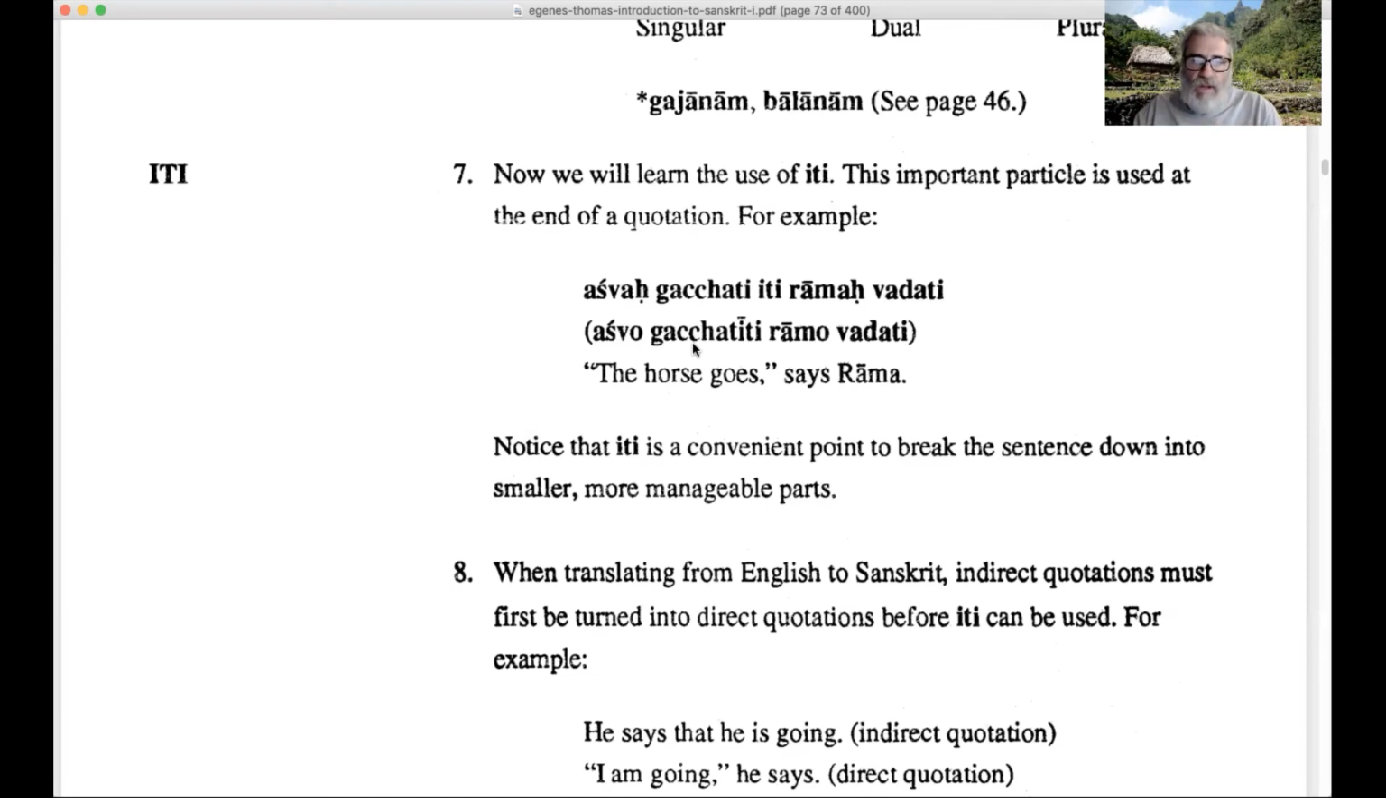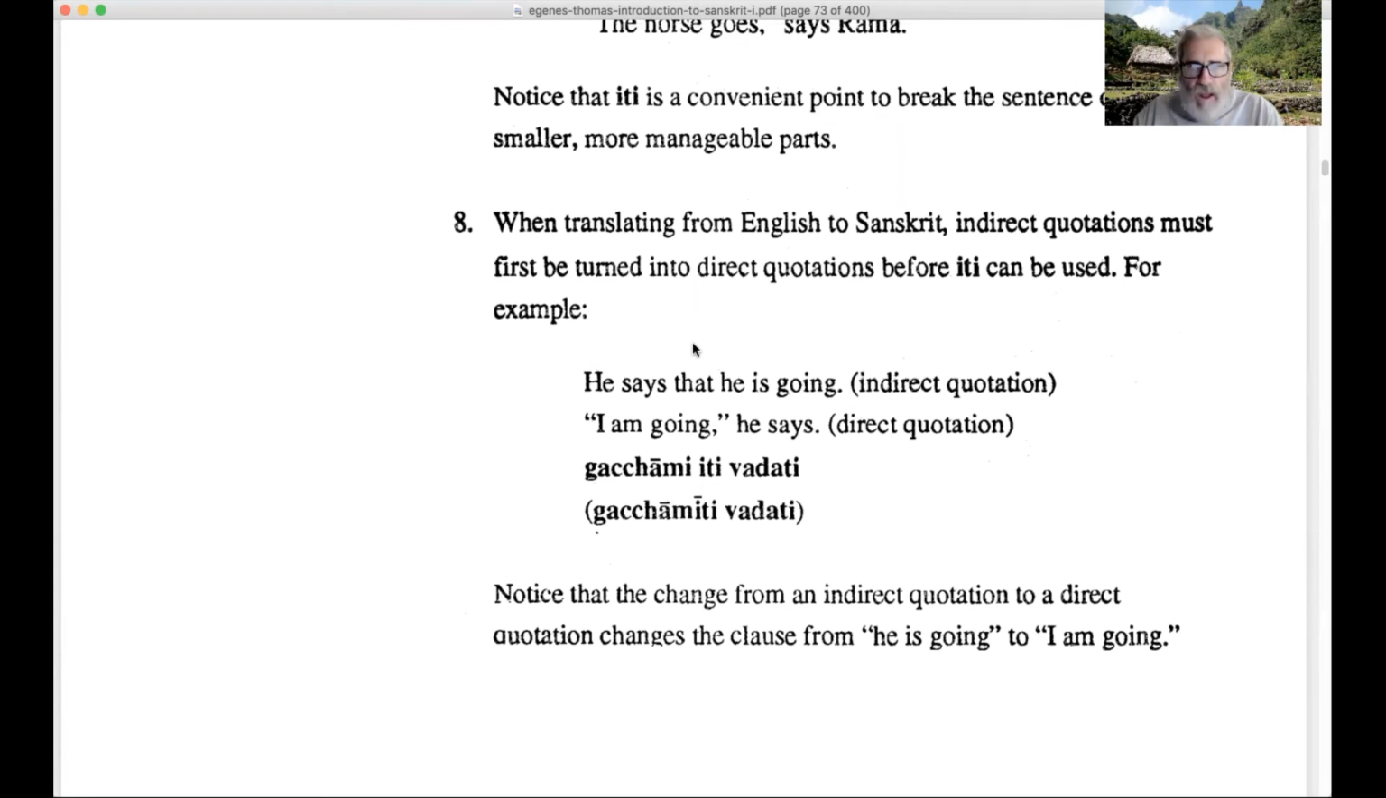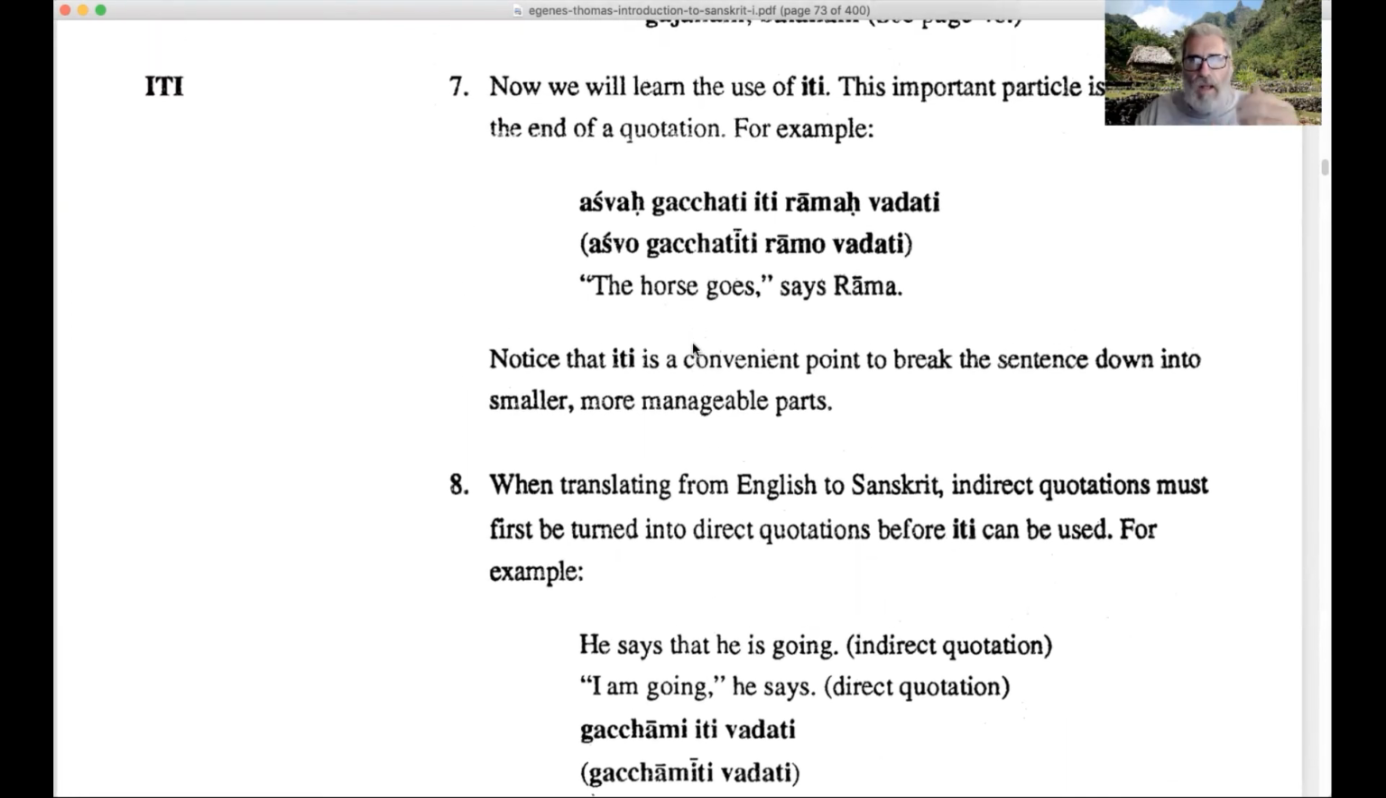Okay, so when translating from English to Sanskrit, indirect quotations must first be turned into direct quotations before iti is used. Remember I gave you an example of indirect speech? In this example, we say, "The horse goes," says Rama, or Rama says, "The horse goes." This is direct speech in English. If I want to make it into indirect speech, I say, Rama says that the horse goes.